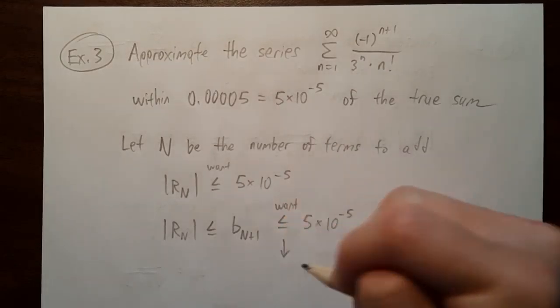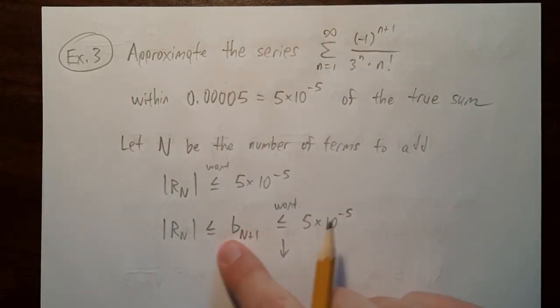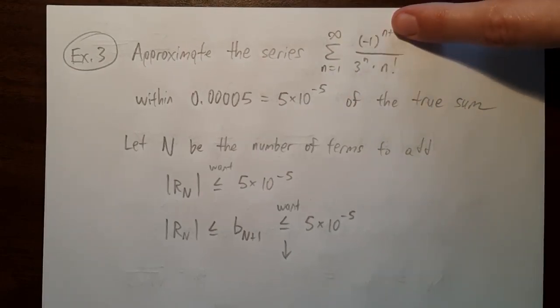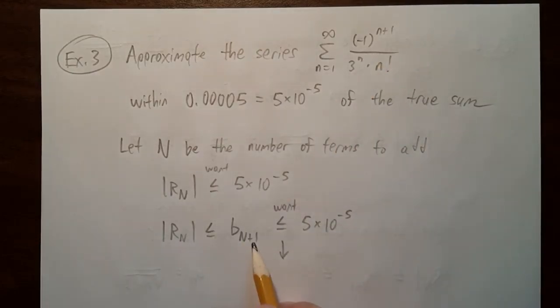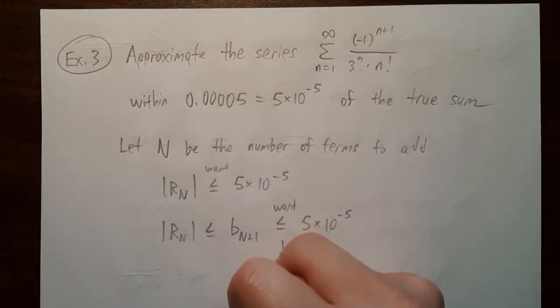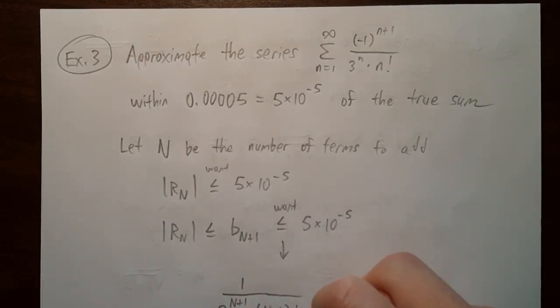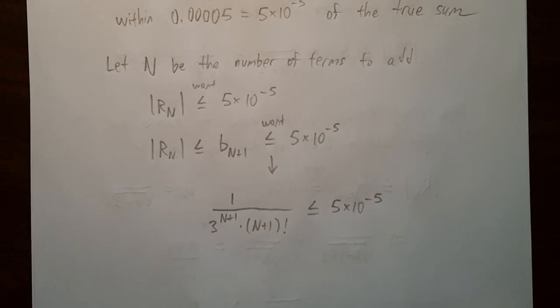All right, so let's see what we get. b sub n, as a reminder, is just the terms of the series without the alternating bit, so just imagine there's a 1 on top instead of all of this alternating stuff. If I plug in n plus 1 for every copy of n, we get 1 over 3 to the power n plus 1 times n plus 1 factorial. And that's the thing we want to be less than or equal to 5 times 10 to the minus 5.